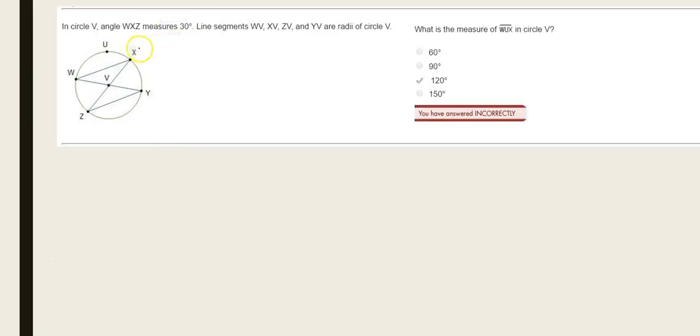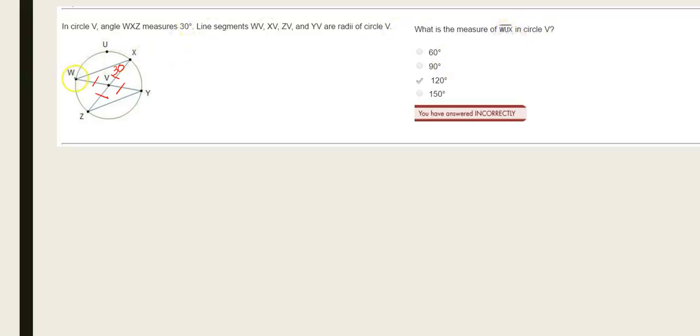On this next problem here, you have circle V. You have several pieces of information. You're given WXZ is 30 degrees. You're also told that line segments WV, XV, ZV, and YV are all radii of the circle. Well, if they're all radii, that means that all of their values are congruent. So that's our given information. The question that we're being asked is, what is the measure of arc WUX?